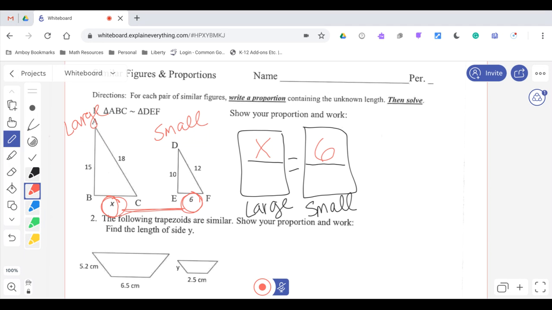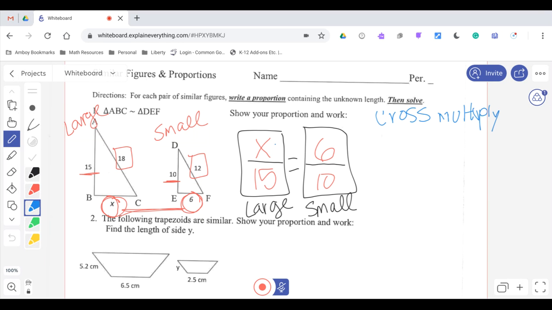Now for the bottom, I just need 2 other matching sides. So I could either do 15 and 10, or I could do 18 and 12. It's kind of up to you. Some people might say, well, 15 and 10 are smaller. Others might say 18 and 12 are both even. They're divisible by 6, so maybe I should use that because I have a 6. It really doesn't matter. I might just use 15 and 10. If you want to use 18 and 12, you will get the same answer. So we have our proportion, and now we are going to cross multiply and solve.